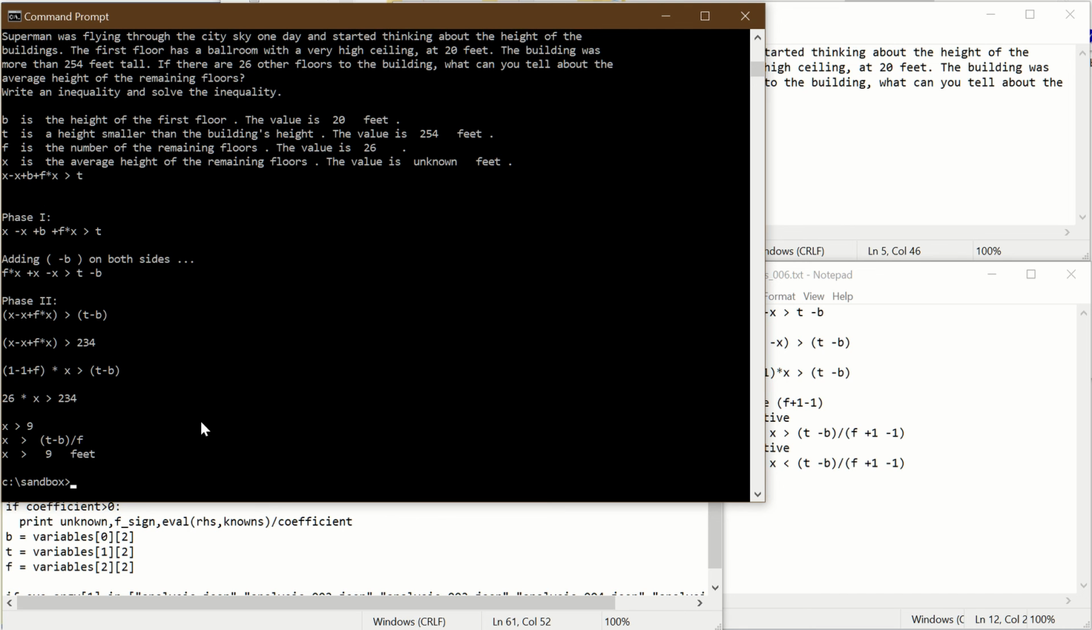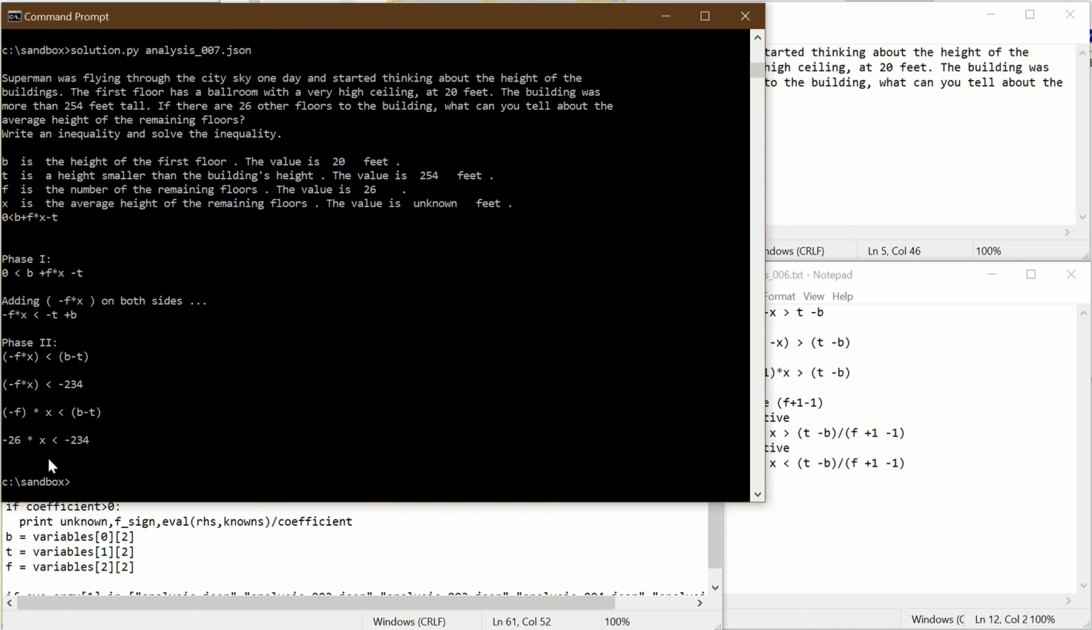Sixth one, x is larger than 9, that is correct. And seventh one, again we have a negative coefficient. So in the next session, we will implement the solution for test cases 5 and 7 where the coefficient is negative.